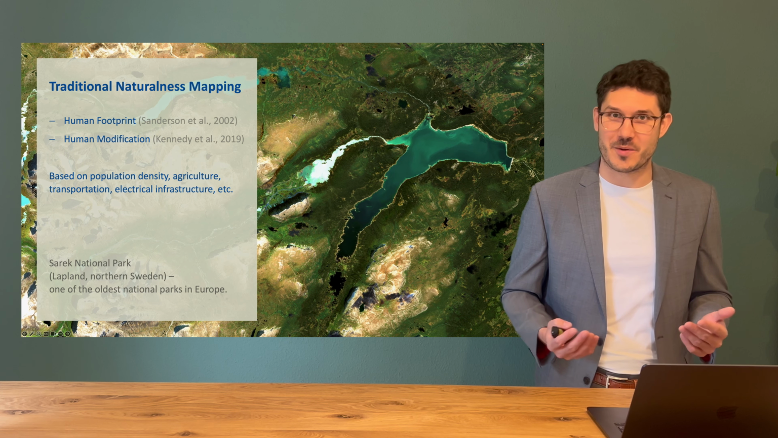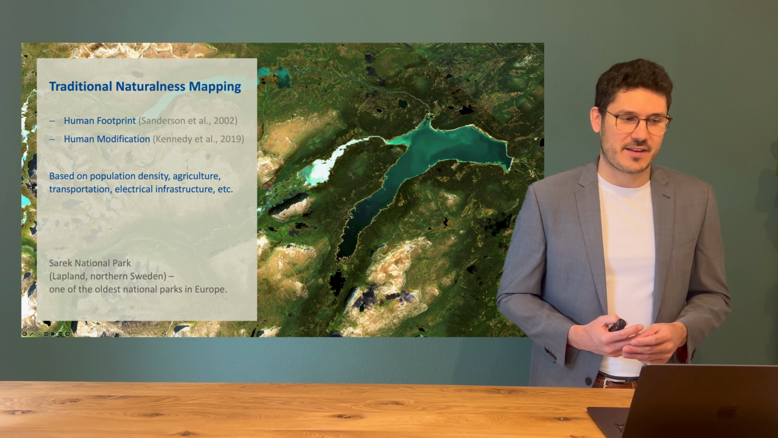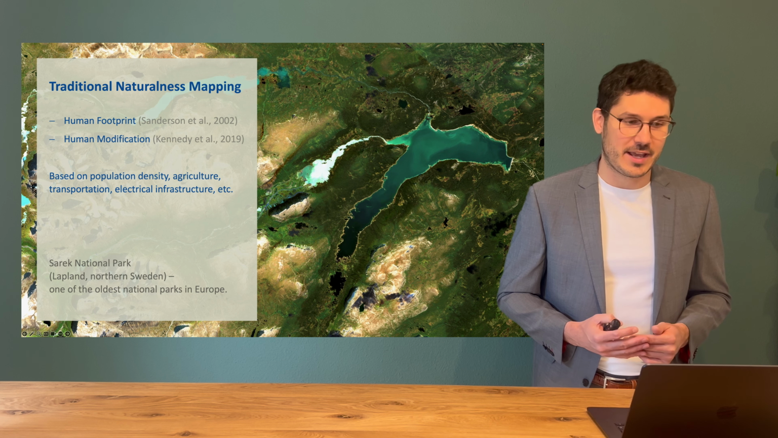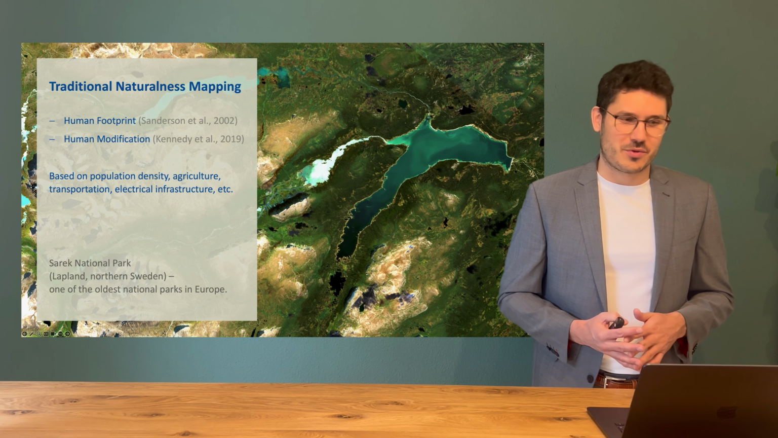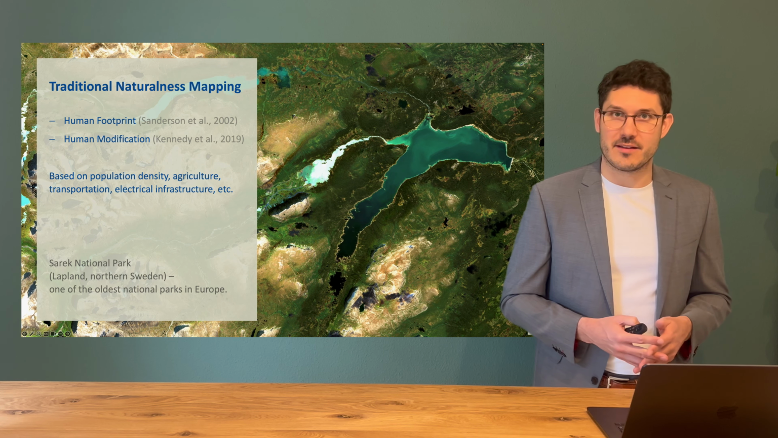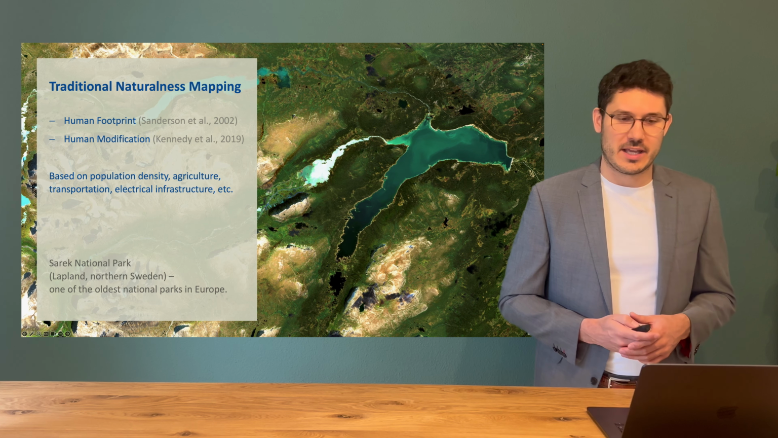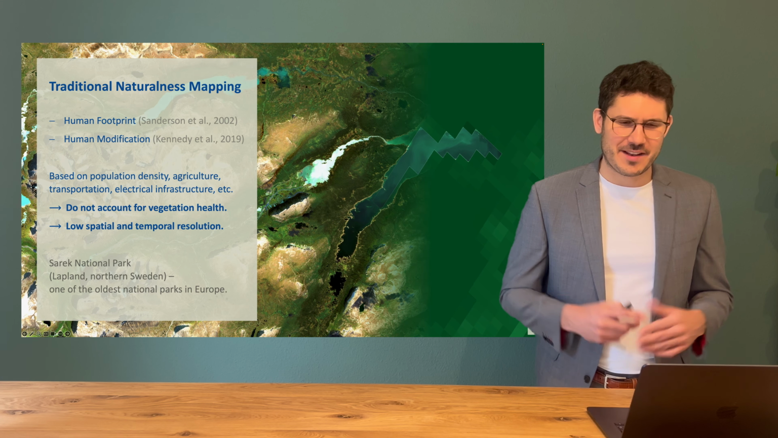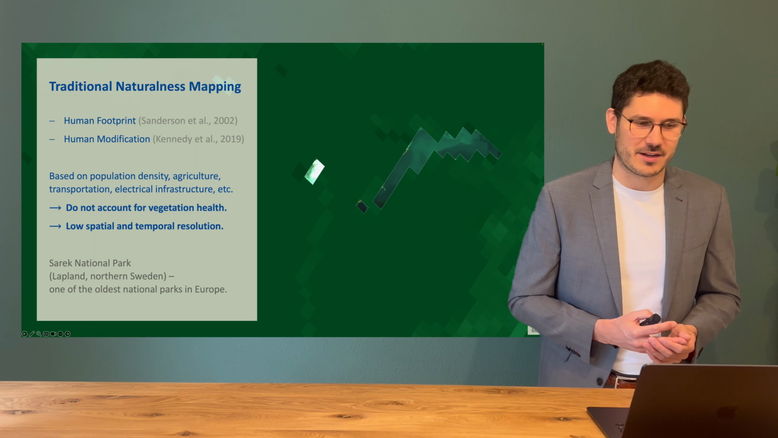There exist already some traditional naturalness mapping approaches. Examples are the human footprint by Sanderson et al. Or the Human Modification Index by Kennedy et al. These traditional naturalness mapping approaches are based on indicators such as population density, agriculture, transportation, or electrical infrastructure. And to show you how this looks, let's compute the human modification for the Sarek National Park.